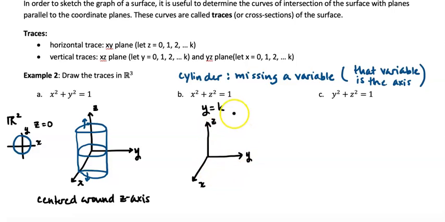We know that our trace in the direction of the xz plane is going to be a circle with a radius of 1. We know this is going to go along the y-axis. Just extend that in the negative direction. And so this will look like a cylinder centered around the y-axis.